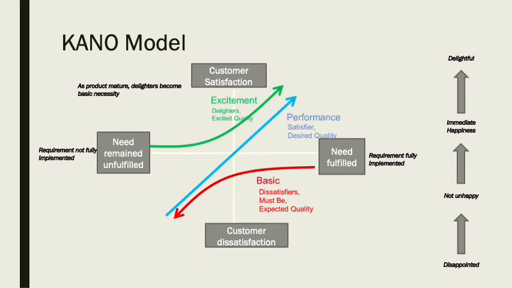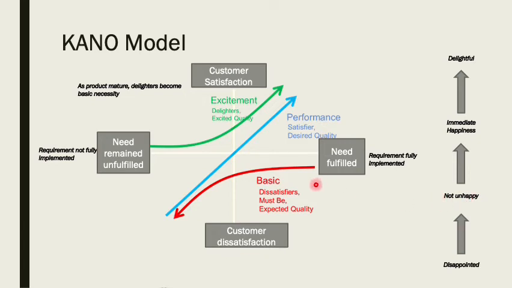So coming to the KANO model, this is how it looks. On the y-axis we have customer satisfaction, and on the right-hand side you can see disappointment to delight. If there is something you're not implementing, your customer would be disappointed that you have not implemented it. If you go and implement those things, that comes into the basic category. Your customers are not really happy, but you cannot say they're unhappy either. So that's a basic feature.